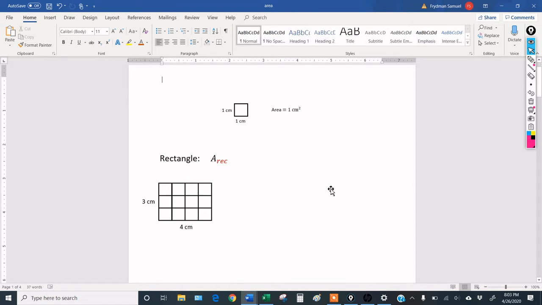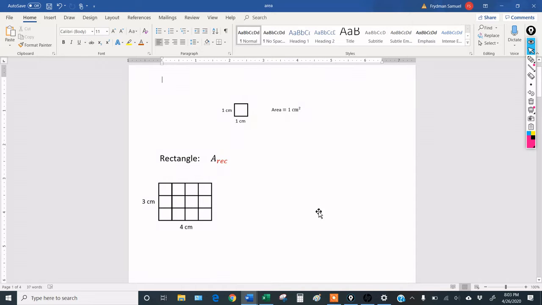If we split the rectangle up, we can see that we have 3 rows of 4, or 4 columns of 3. The number of square centimeters that fit inside this rectangle is 3 times 4, or 4 times 3. This same reasoning applies to all rectangles, not just a 4 by 3 rectangle.